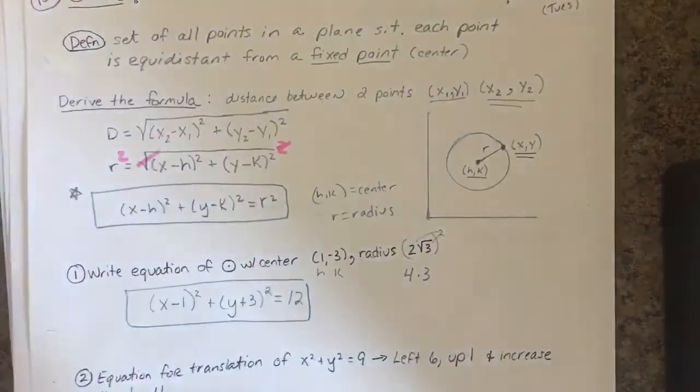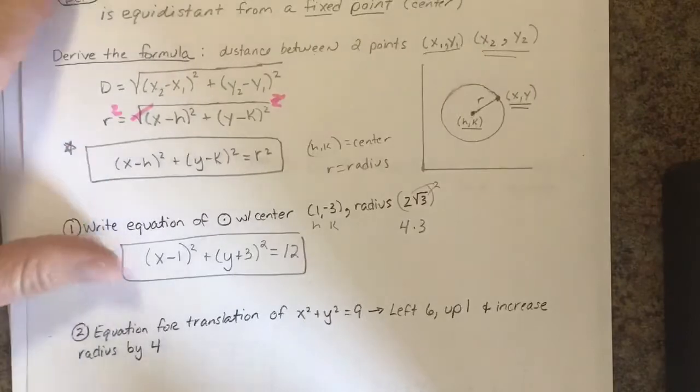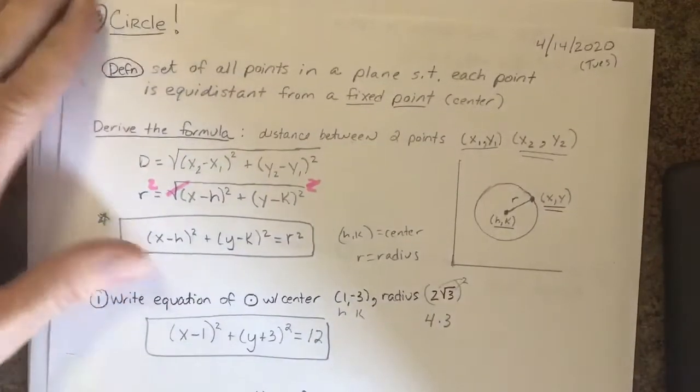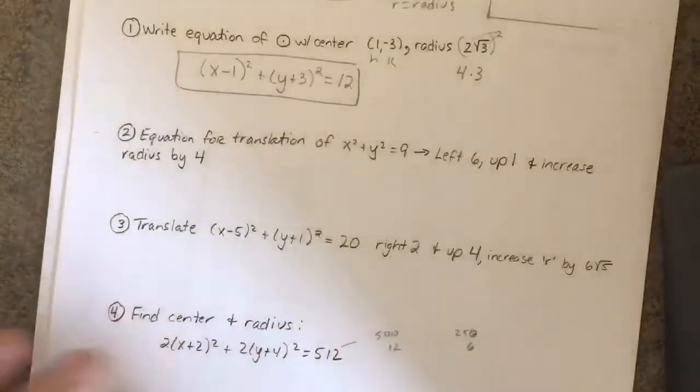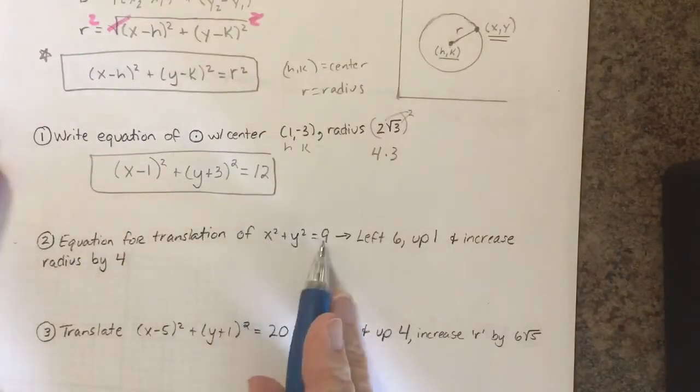There we go. You're gonna like these. These are pretty quick, basic problems. Circle is really the most basic of the conic sections. All right, second problem. Write an equation for the translation of x squared plus y squared equals 9.